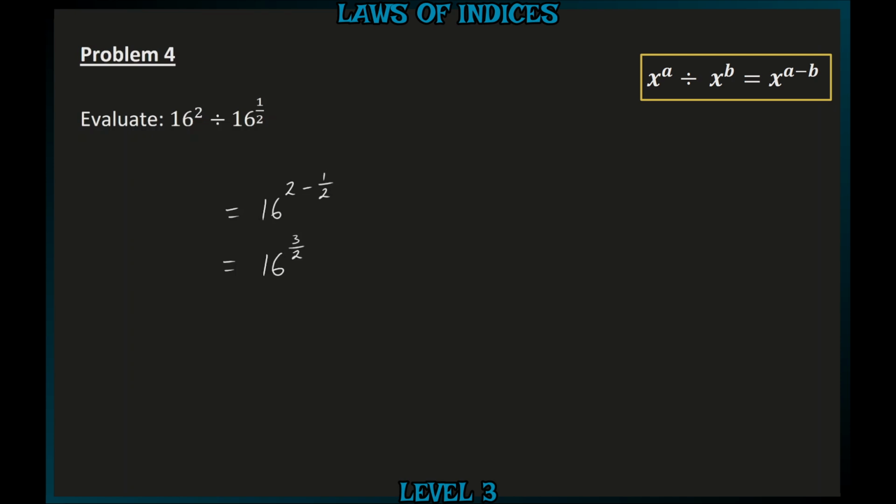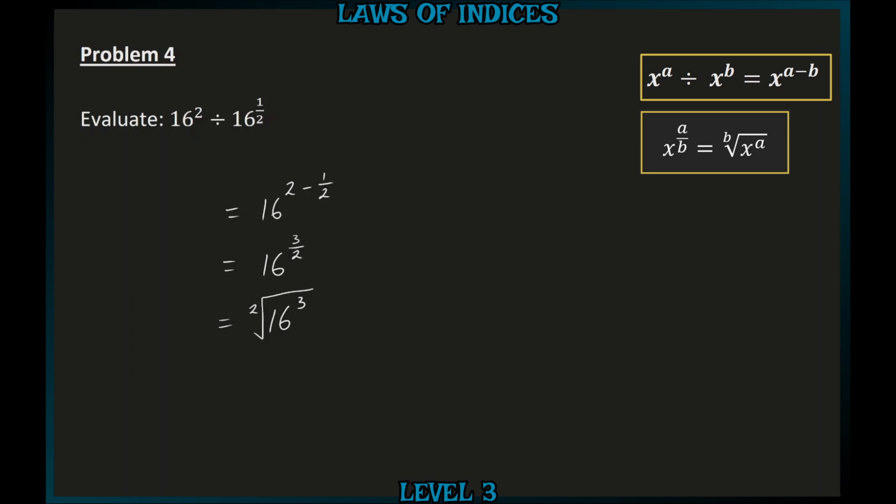3 over 2 is equivalent to 1.5, but having this power written as a fraction is going to help us as we continue with this problem. So since we have a fractional power, we're going to use this law, which tells us that the numerator of our fraction is our power and that the denominator is the root. This means that we can rewrite 16 to the power of 3 over 2 as 16 to the power of 3 and then the square root of that.